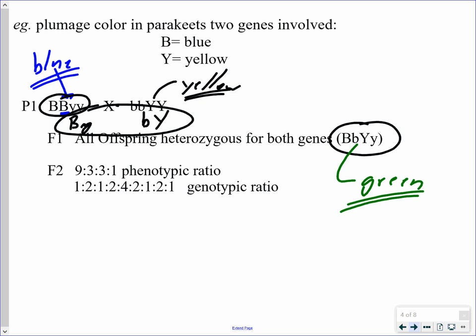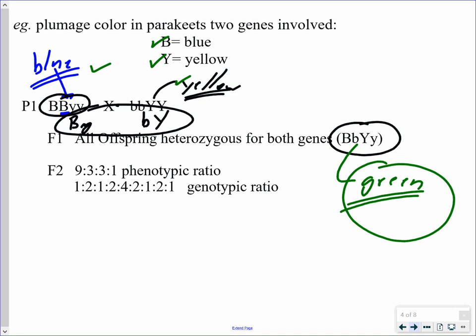So this one kind of looks like that. We have the blue, we have the yellow. You mix them together, you do end up with the green, but it's not incomplete dominance because it's not one gene that we're talking about, it's two different genes. So it's not incomplete dominance, it is polygenic, two different genes contributing to the same phenotype.